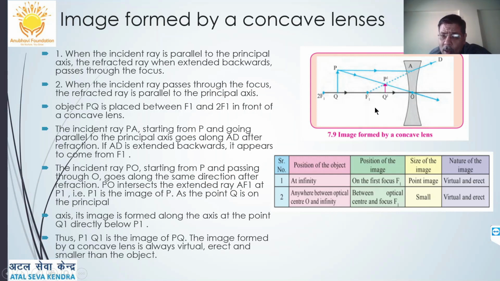If the object is at infinity, then the image is always formed at the first principal focus, or f1, and it is always a point image, virtual and erect, because actually the rays do not converge there, they appear to come out from there. It's a virtual image, you cannot get it on a screen. Very important.